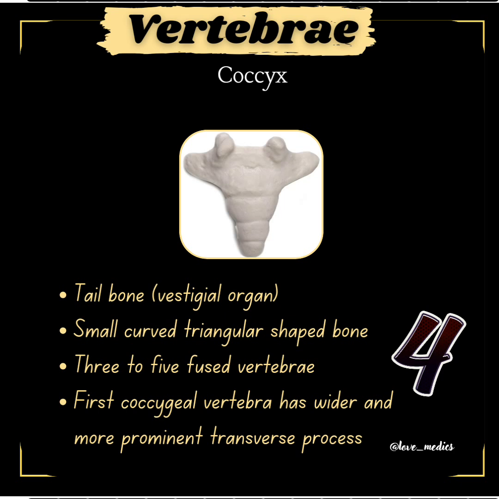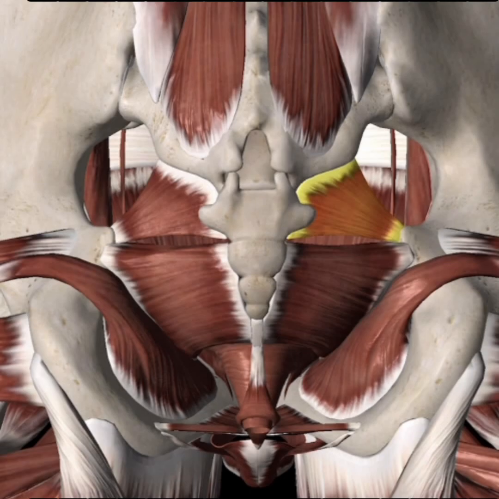The first coccygeal vertebra has a wide and more prominent transverse process. Here totally 3 to 5 vertebrae are there. These coccygeal vertebrae give the attachment to the pelvic floor muscles. Okay, this is how you can identify the vertebral bone.